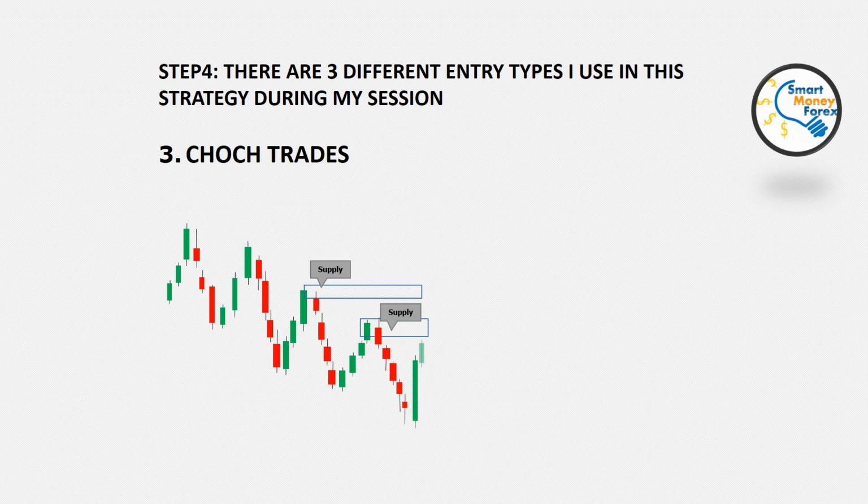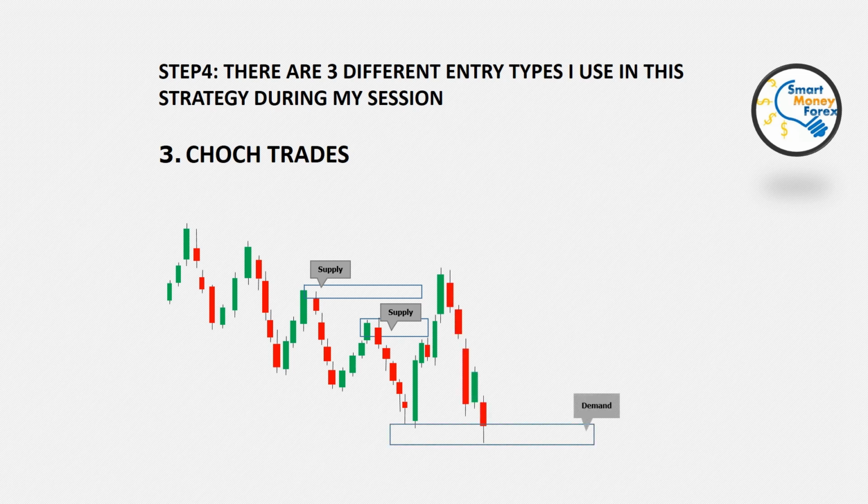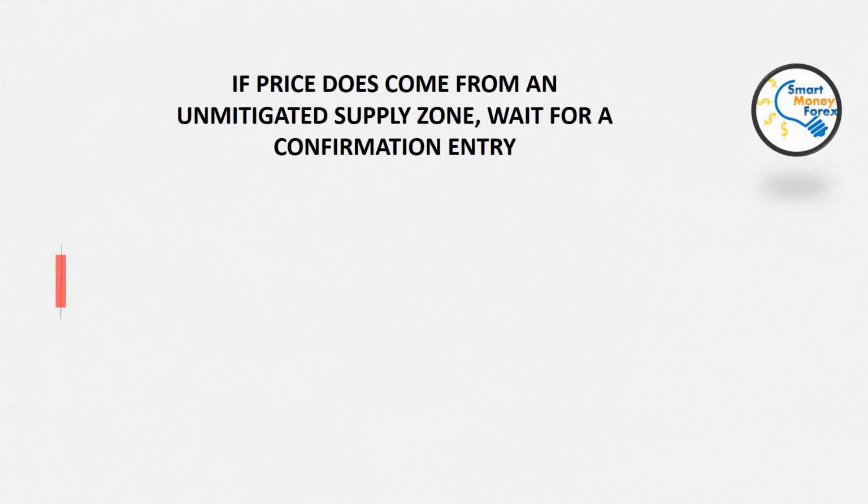In this schematic, you can see that demand has broken two minor supply levels. This is a CHoCH. Could you place an order on the play? Only if the pullback does not come from an unmitigated supply zone. If price does come from an unmitigated supply zone, wait for a confirmation entry.